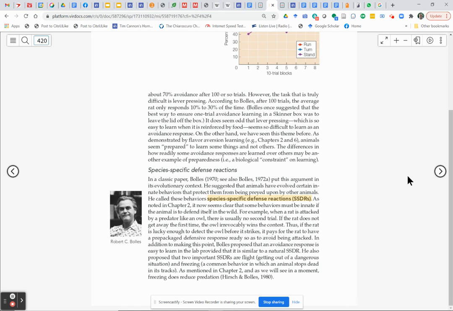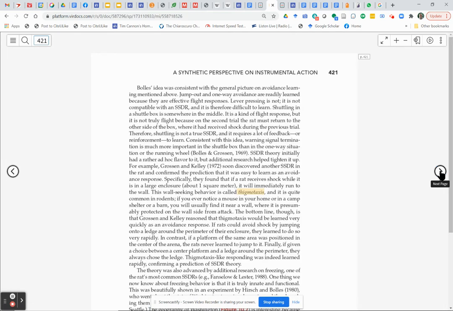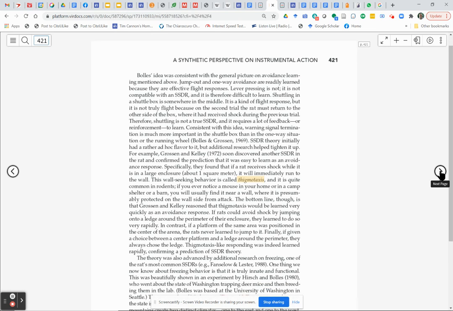So, species-specific defense reactions: what responses is an animal likely to do? There's research on rats and pigeons and what they're willing to do. Pigeons are very willing to flap their wings to avoid shock, but not so much to peck at keys. And if you think about their evolutionary history, if something's coming to hurt a pigeon, they rarely walk toward it and peck at it.